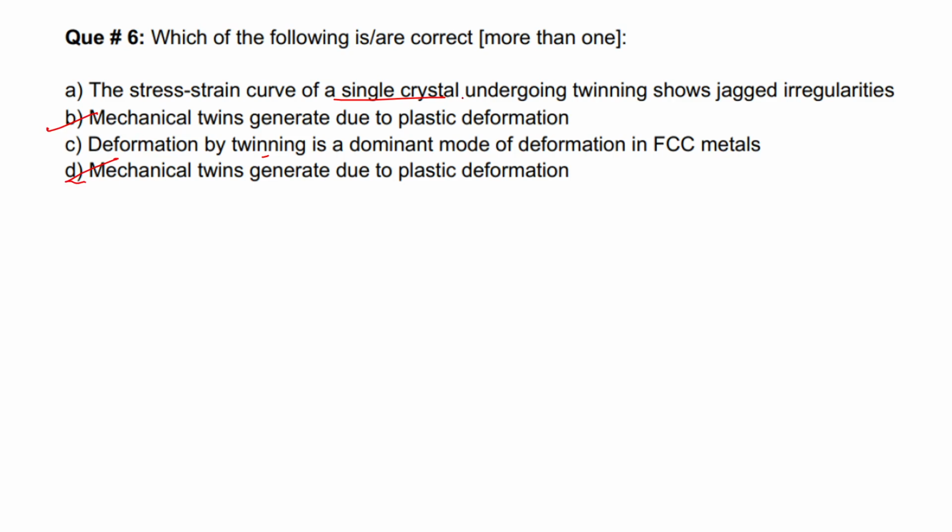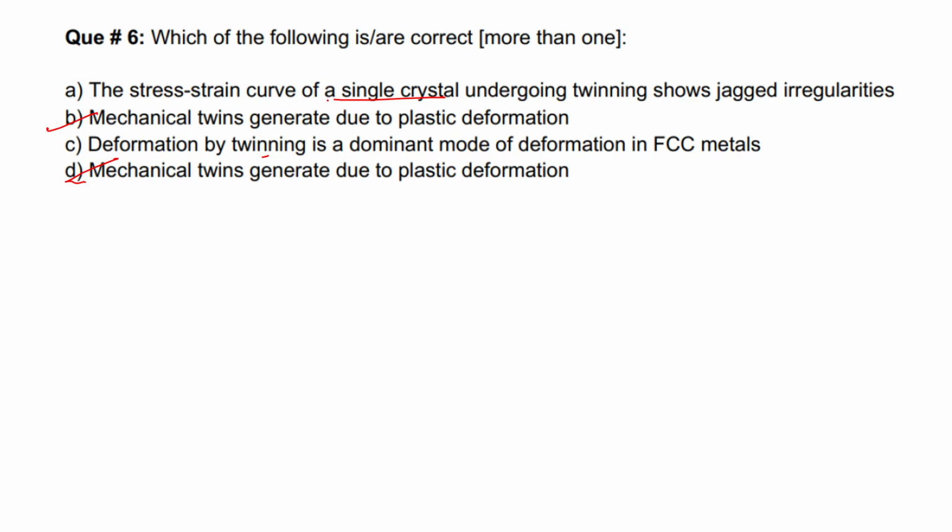The stress strain curve of a single crystal undergoing twinning shows jagged irregularities, or deformation by twinning is a dominant mode of deformation in FCC metals. C is not true, FCC metal it's not like that. A, I am not sure. I have never seen this type of graph. Is A correct, that for a single crystal, twinning shows jagged irregularities? I don't think this type of stress strain curve is given in the slide, maybe sir mentioned it in the class just by words.